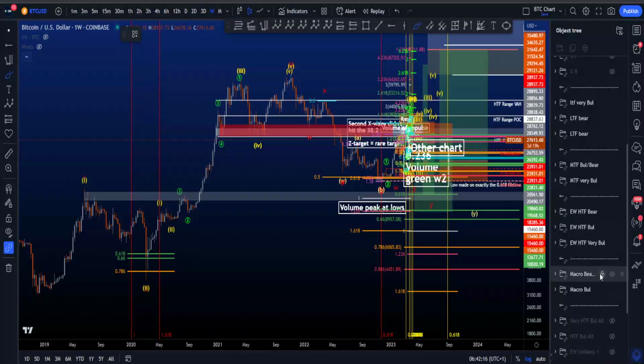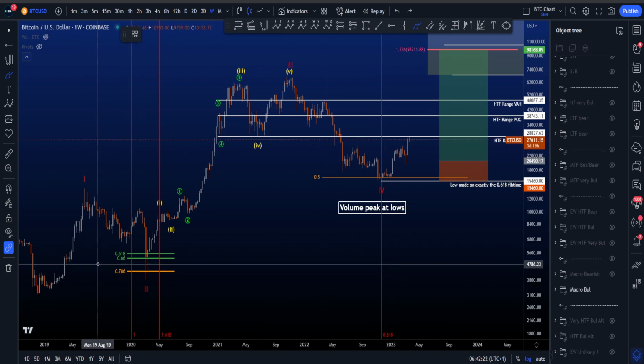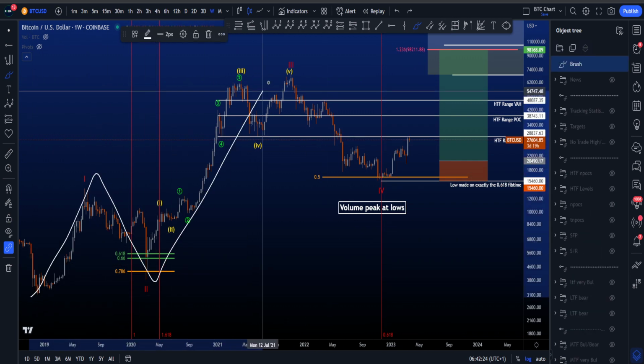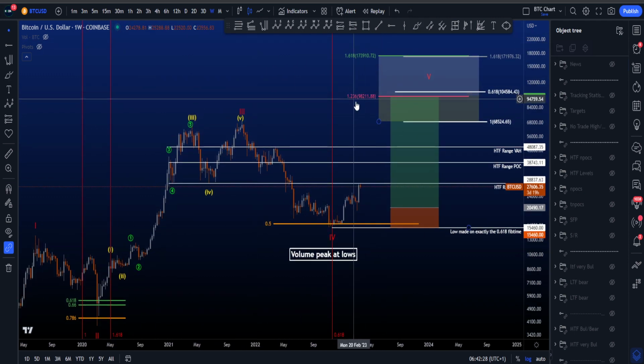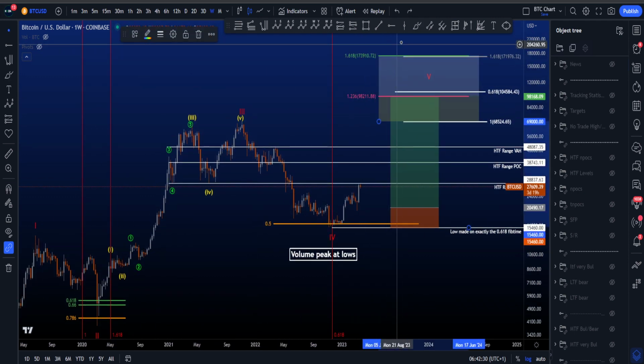Hi everyone, let's go through my macro, high time frame, medium time frame and low time frame scenarios, including potential trading setups. Starting with the macro bullish scenario, where this is a 1, 2, 3, 4, looking for a fifth wave to the upside with targets between 98k and 174k.